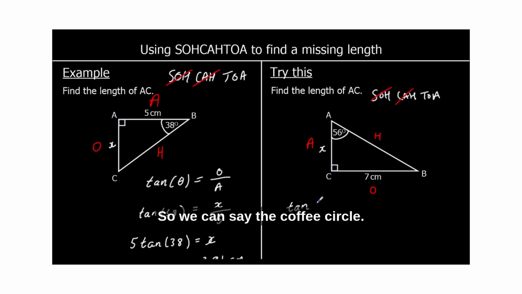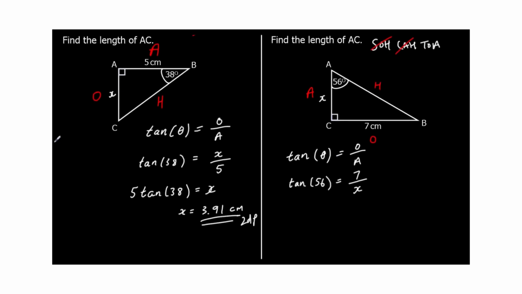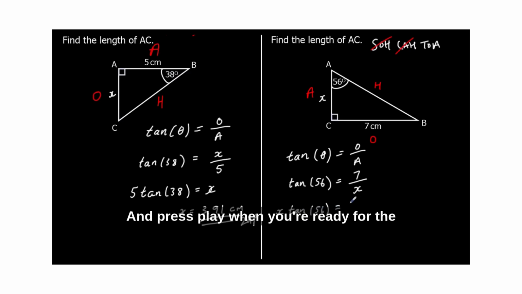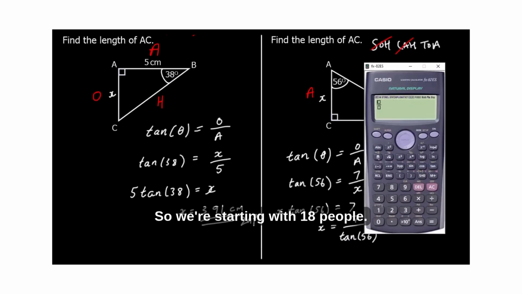So tan with the angle, so tan theta is O over A, and the angle is 56, so it's tan 56 equals 7 over X, O over A. We want X by itself, so let's first multiply both sides by X, so we'll get X times tan 56 is equal to 7, and then to get X by itself, divide both sides by tan 56, so X will be 7 divided by tan 56. So let's type that into the calculator. 7 over tan 56, and that's 4.72 to 2 decimal places.